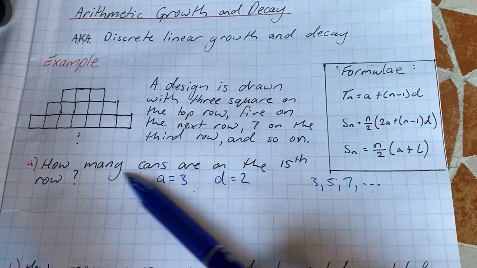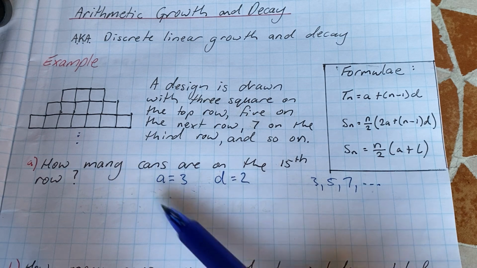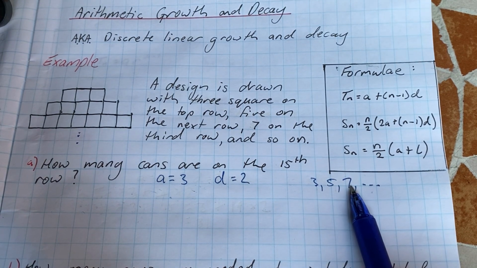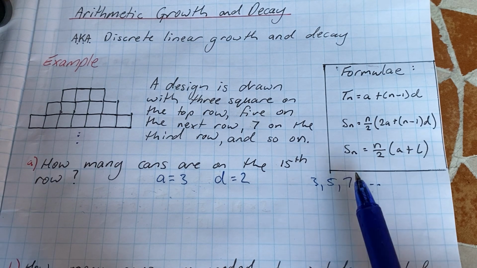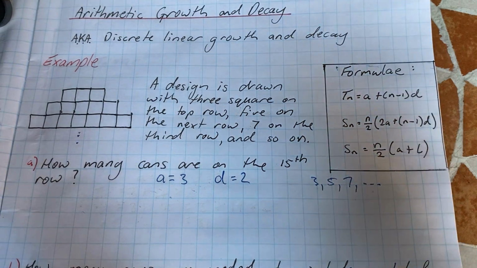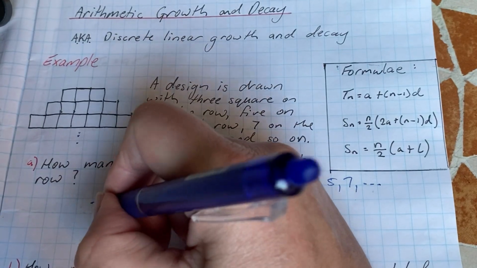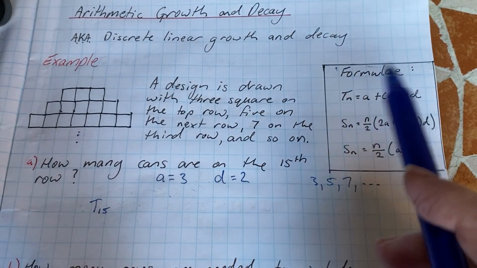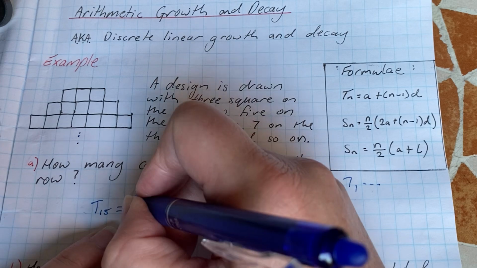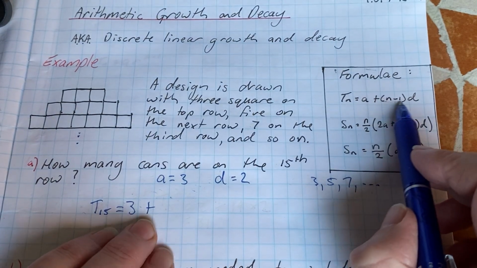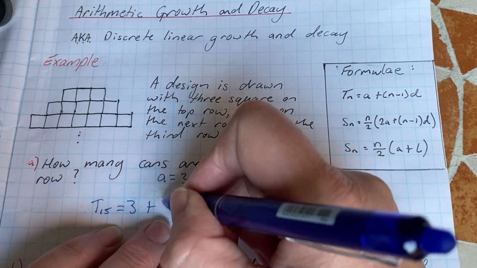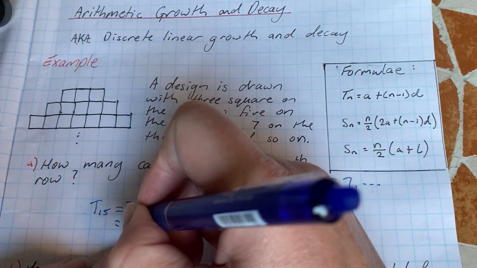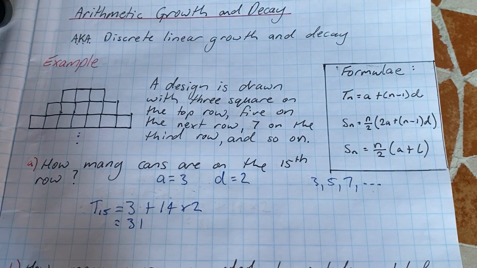We're asked how many cans are on the 15th row. Now this is T1 for row 1, T2 for row 2, sorry, T3 for row 3. We would like to find T15. So here's our formula: it's A plus n minus 1 times D, so 3 plus n minus 1, which is 14, times our D, which is 2, and that equals 31.